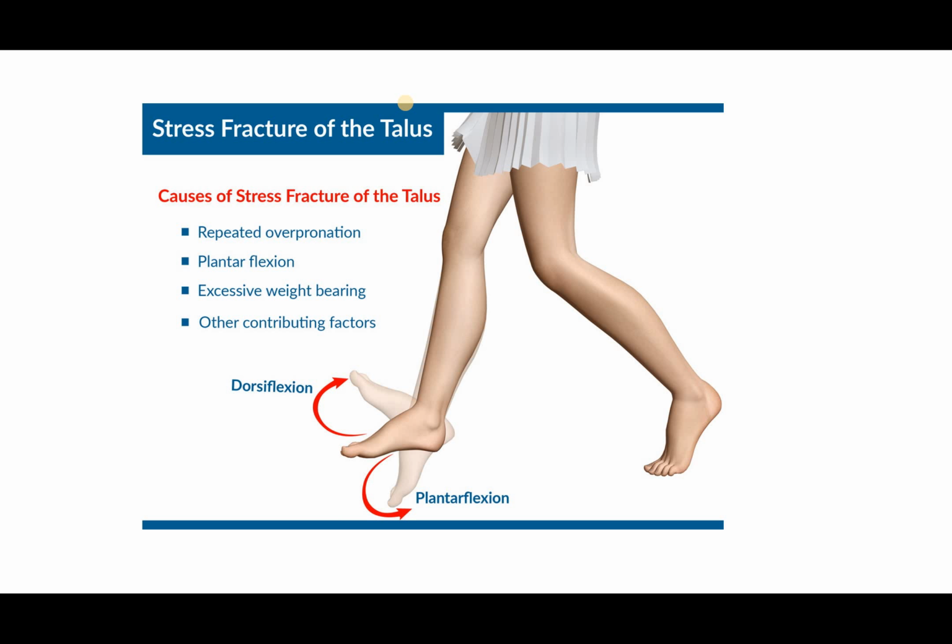We'll learn that later. It's the bone that connects to the distal tibia that allows you to do dorsiflexion and plantar flexion, which is what this person's doing here. Dorsiflexion, the foot goes up. Plantar flexion, the foot goes down. That repetitive motion over and over and over again, especially with impact and weight bearing, can cause a stress fracture to the talus. And one of the other causes is because of repeated overpronation.